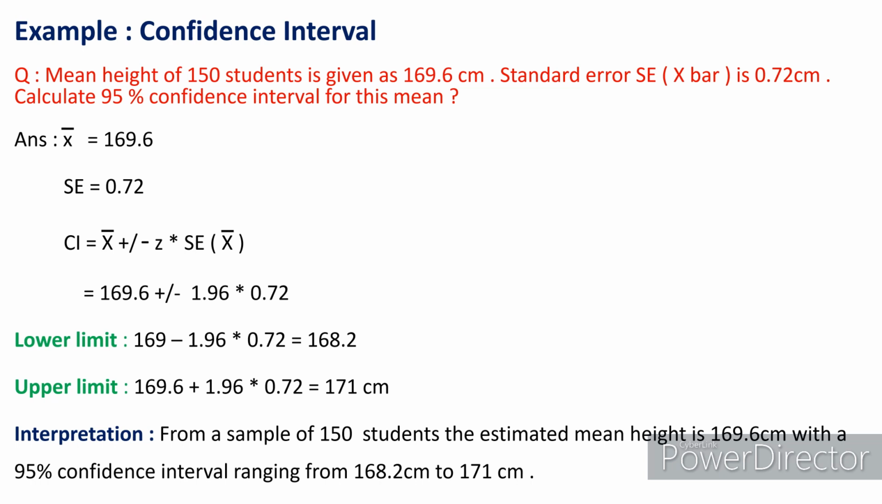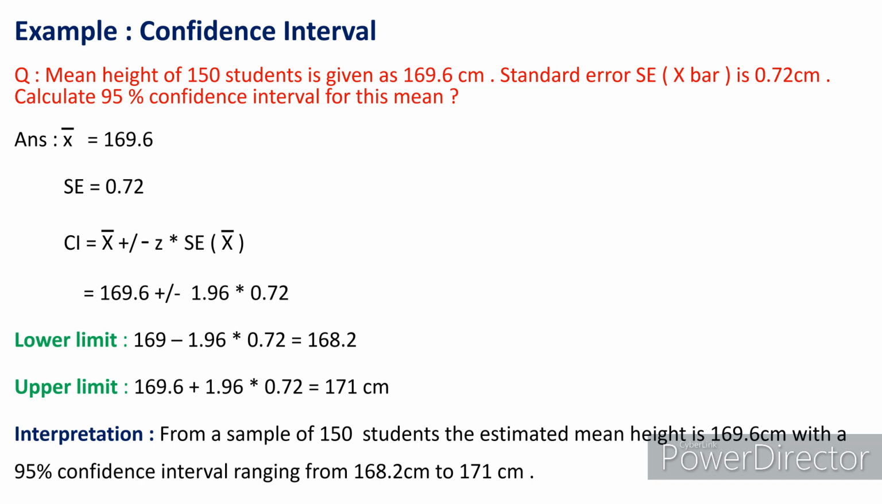So now you can see the symbol, right? Plus or minus. So confidence interval is always a range. So we need to calculate the lower limit and the upper limit. So for lower limit, we use the minus symbol. That is 169.6 minus 1.96 multiplied by 0.72. That is 168.2. Similarly, for upper limit, 169.6 plus 1.96 into 0.72. So now you got two values.